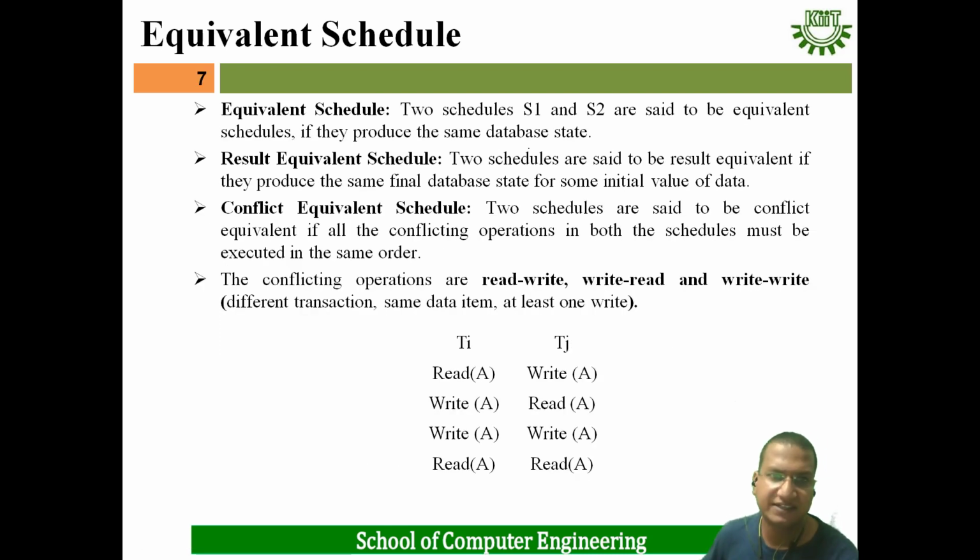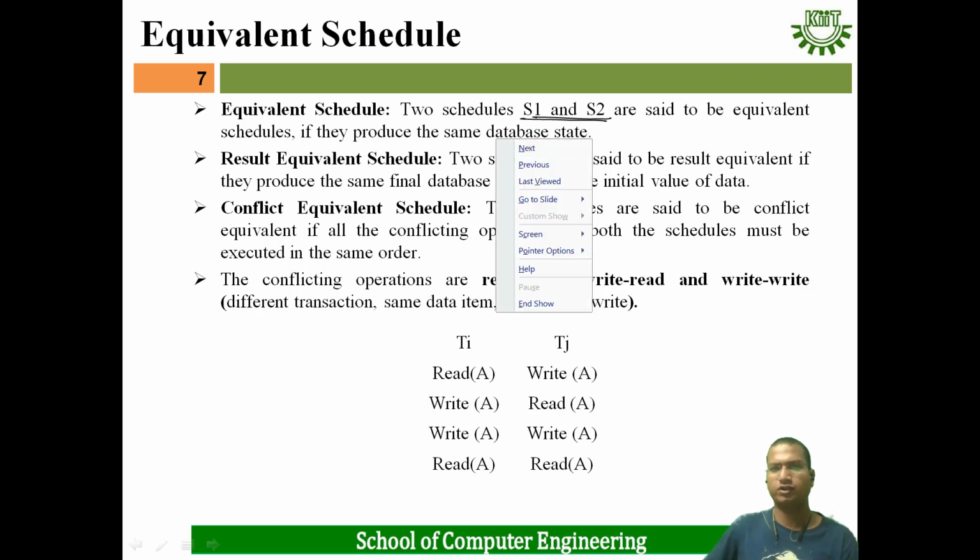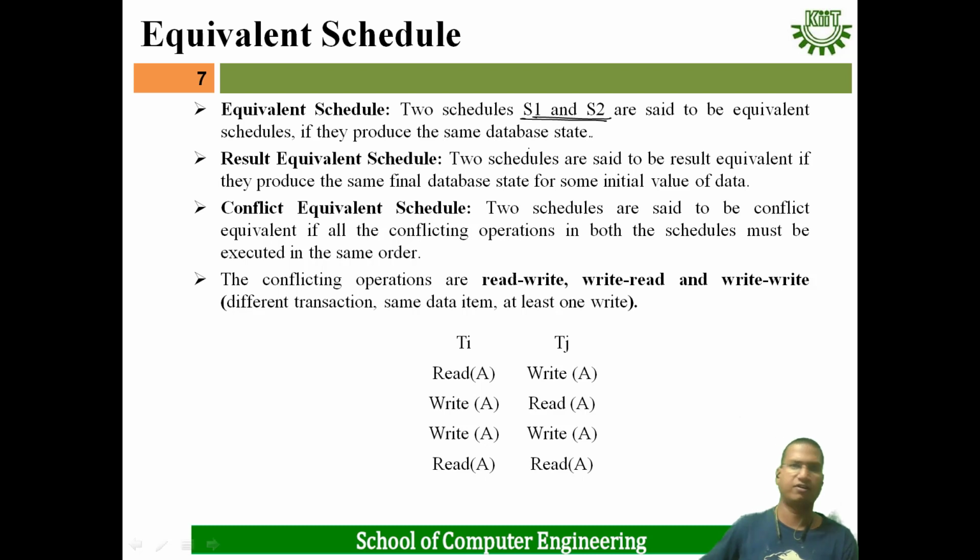Now we will see equivalent schedule. What is equivalent schedule? Two schedules, suppose S1 and S2, are said to be equivalent schedules if they produce the same database state. If they produce the same database state, then they are known as equivalent to each other. There are generally two kinds of equivalence. One is a result equivalent schedule and another one is a conflict equivalent schedule.